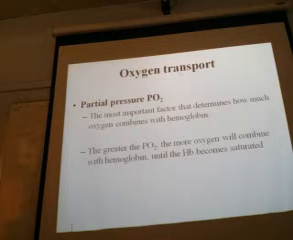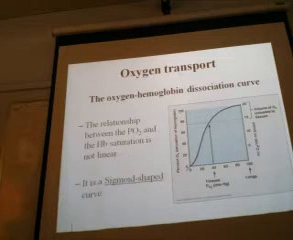Number 1, partial pressure. The most important factor is partial pressure, that will determine movement. That determines how much oxygen combines with hemoglobin. The more the partial pressure, the more the combination, until it becomes saturated. This brings us to the oxygen hemoglobin dissociation curve.